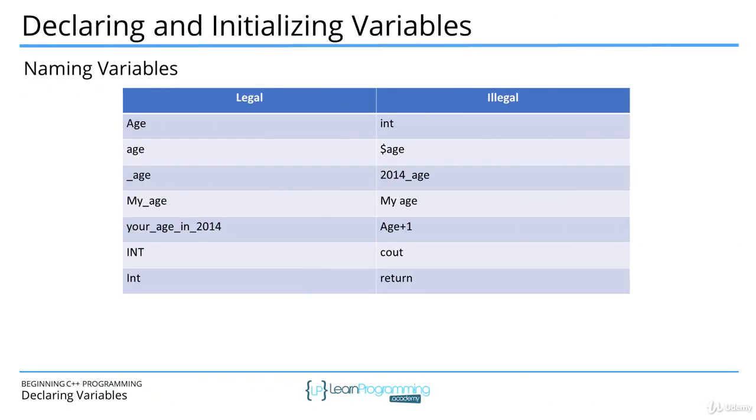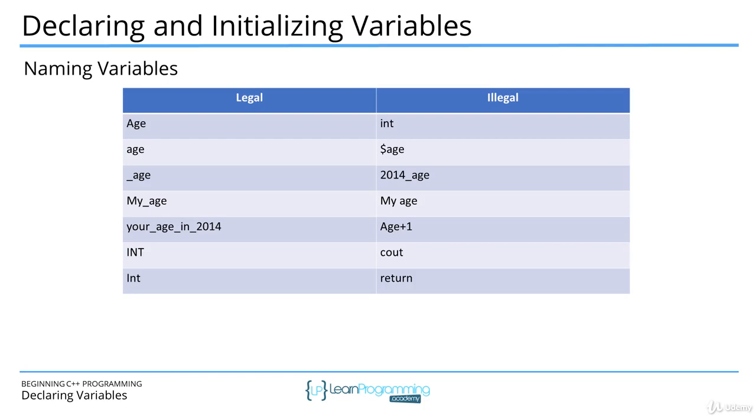In the left column of the table, you can see some legal C++ variable names. Since C++ is case sensitive, age beginning with an uppercase A is considered a different name from age beginning with a lowercase a. We can begin our variable names with underscores or letters, and we can also have underscores and numbers within the variable name. The right column has some examples of illegal variable names. The first example is lowercase int. This is not allowed since lowercase int is a reserved word in C++. We cannot have special characters like the dollar sign or mathematical characters like the plus sign. Also notice that variable names cannot have spaces in them.